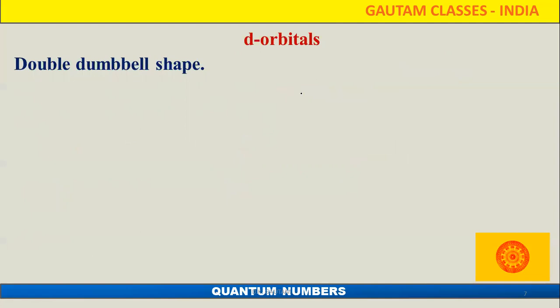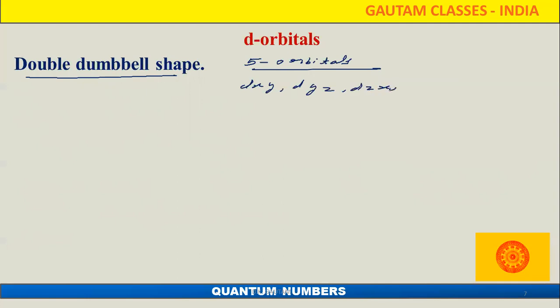The second thing is the d orbitals. The d orbital shape is a double dumbbell shape. In the d subshell there are 5 orbitals. We can name these orbitals dxy, dyz, dzx, dx square y square, and dz square. So these 5 types of orbitals are present in our d subshell.